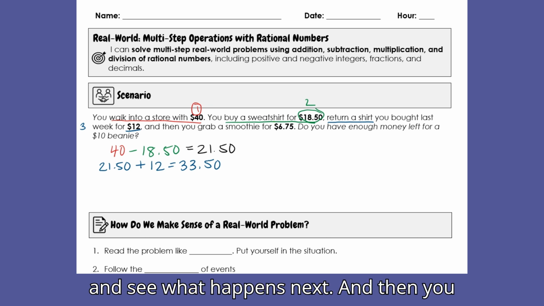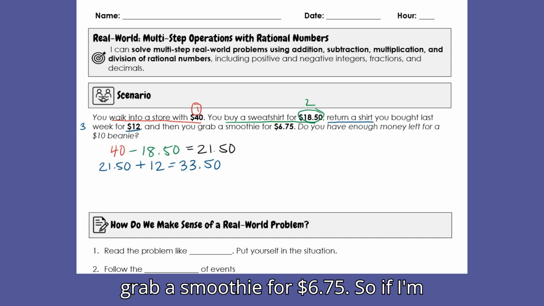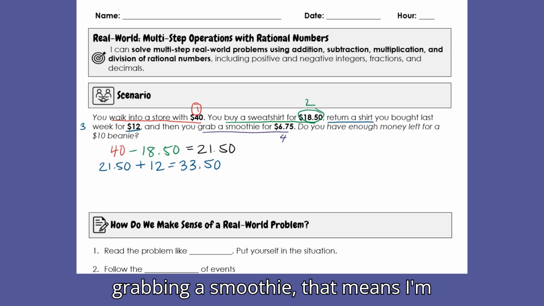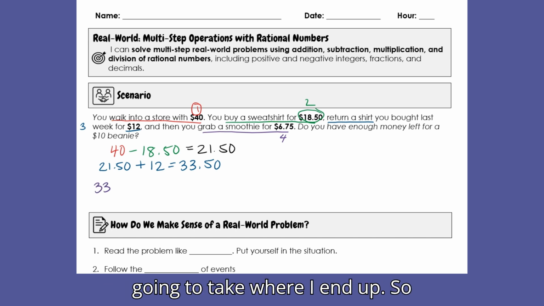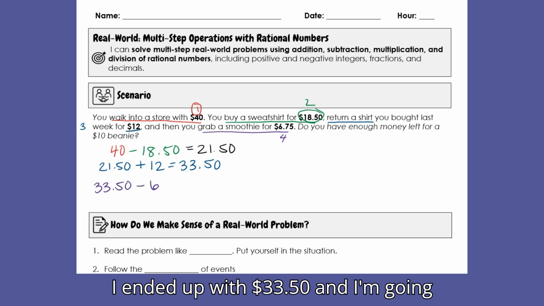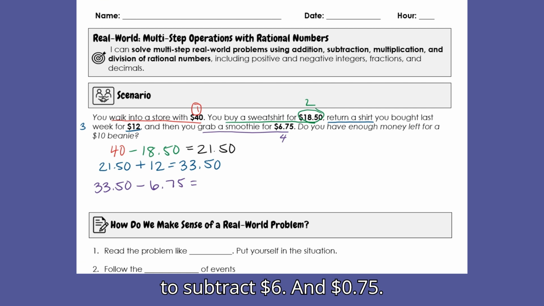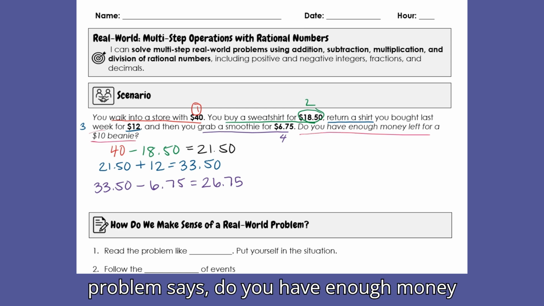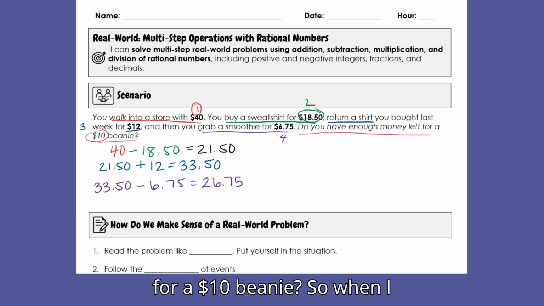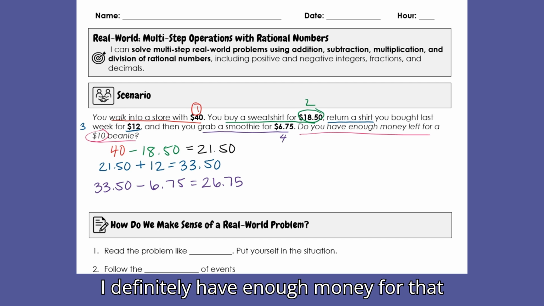And then I'm going to keep reading on and see what happens next. And then you grab a smoothie for $6.75. If I'm grabbing a smoothie, that means I'm paying someone for that. So again, I'm going to take where I ended up. I ended up with $33.50, and I'm going to subtract $6.75. And my total would then be $26.75. And then the last part of my problem says, do you have enough money for a $10 beanie? When I look at my total, I have $26.75. I definitely have enough money for that $10 beanie.